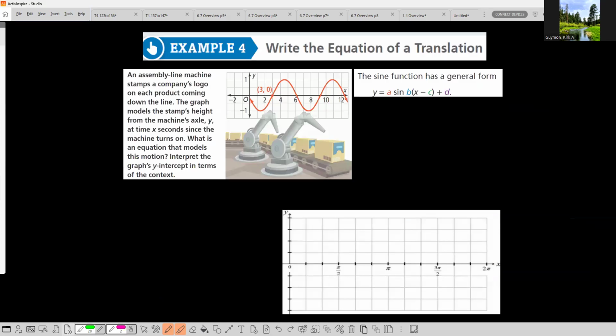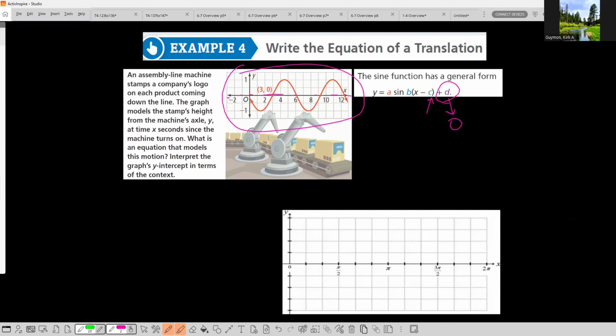So then they just start trying to give you an example of a problem where you're going to use it. They give us the graph, and we're trying to come up with the equation. So first of all, I'll just go with the D. It's oscillating back and forth across the x-axis, so that's going to be 0. We don't have to move it up and down.